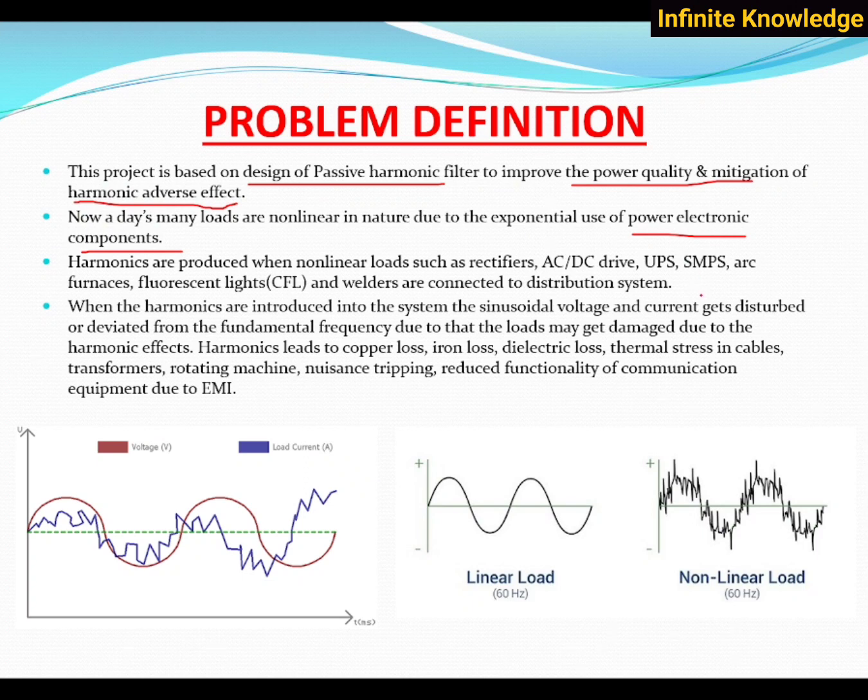Most of the power electronics components are the cause of harmonics generation. Harmonics are produced when non-linear loads such as rectifiers, AC/DC drives, UPS, SMPS, arc furnaces, CFL lamps, and welders are connected to the distribution system. Obviously, we are using these systems in very high amounts nowadays. In industry, it is a very high amount, and if you don't connect a harmonic filter in industry, you will definitely get a majority of harmonic current in your supply system.